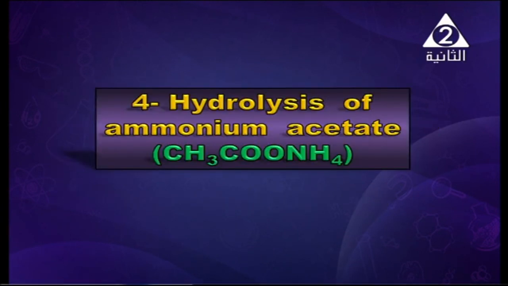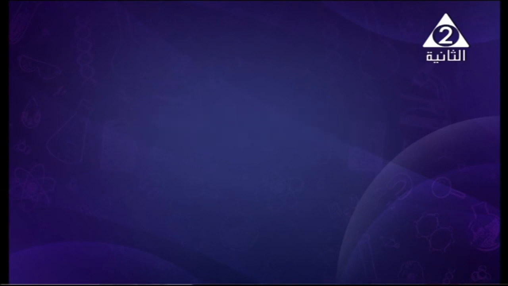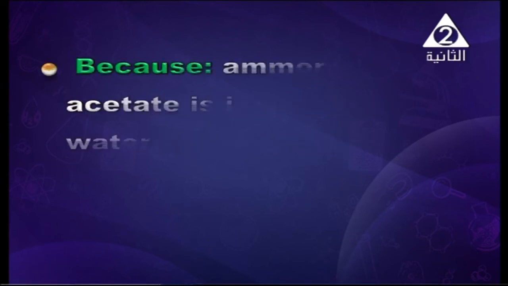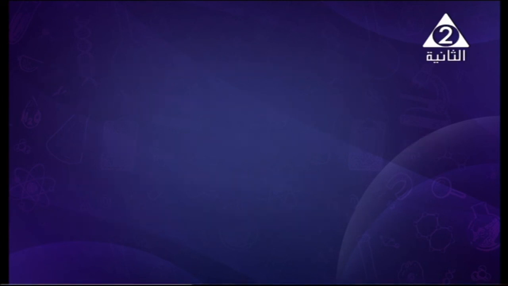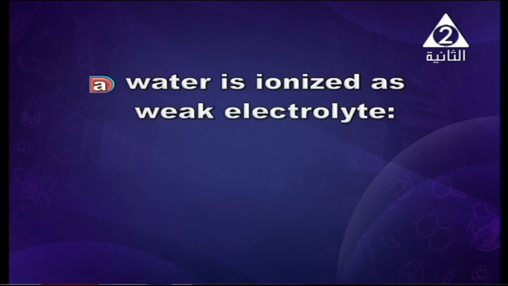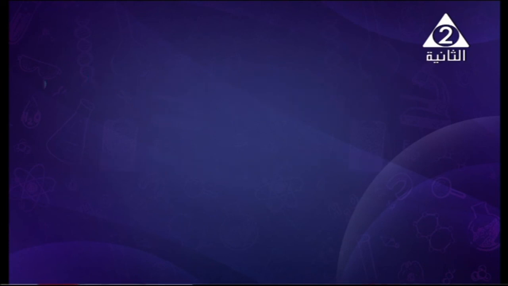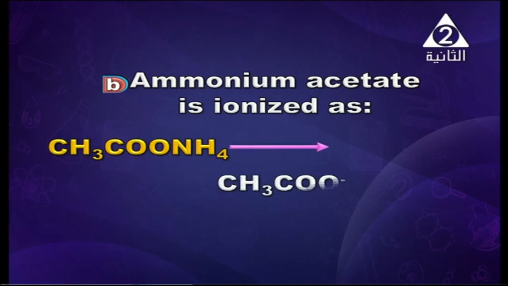Next example, hydrolysis of ammonium acetate. And we have to give a reason for this point. Ammonium acetate solution is neutral. The reason for that is that ammonium acetate is ionized in water, giving weak acid, acetic acid, and ammonium hydroxide. And water is ionized as a weak electrolyte into hydrogen ion and hydroxide ion. So, my dear student, ammonium acetate is ionized into acetate ion and ammonium ion.